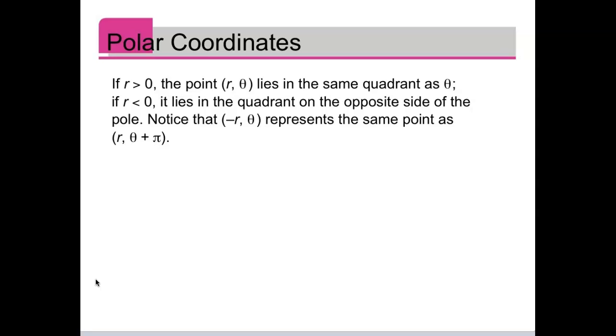So if r is positive, (r, theta) will lie in the same quadrant as the angle of rotation. If r is negative, it's going to lie in the quadrant on the opposite side of the pole. And as I just said, (negative r, theta) represents the same point as (r, theta plus pi).